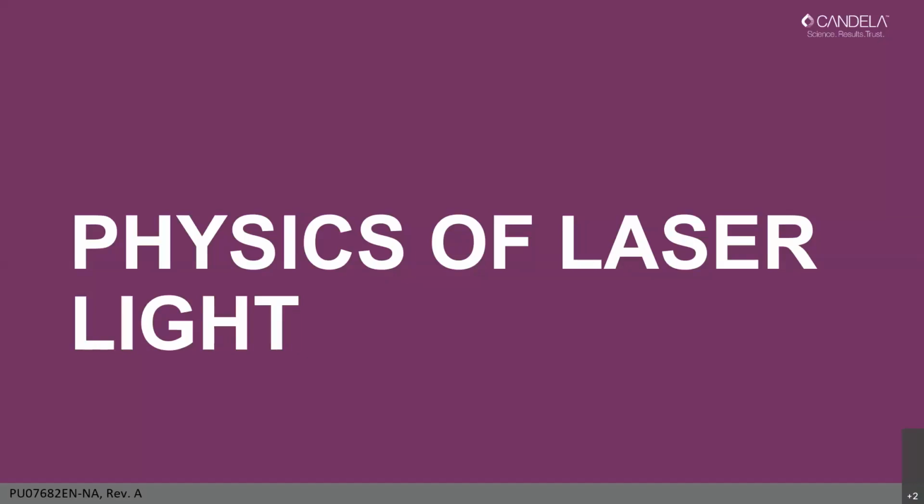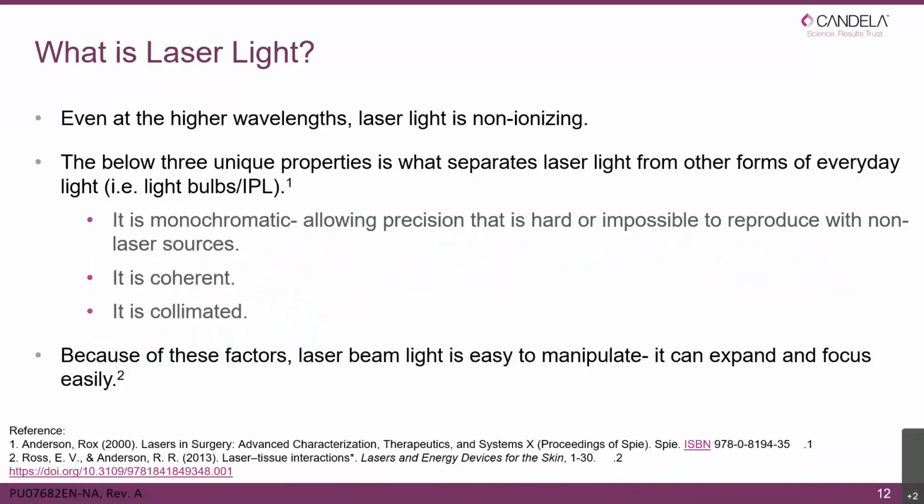So let's look at the physics of laser light. What is laser light? Laser light, doesn't matter what the wavelength is, is always non-ionizing, and I'll explain this a little bit more as I go through the presentation. And we have three unique properties that separate laser light from any other form of light, whether it be a light bulb or an IPL system. First, it's monochromatic, it's also coherent, and finally it's collimated. Because of these factors, a laser beam is very easy to manipulate, and it can expand and it can focus very easily, which allows us to focus it in on whatever it is we're trying to treat.